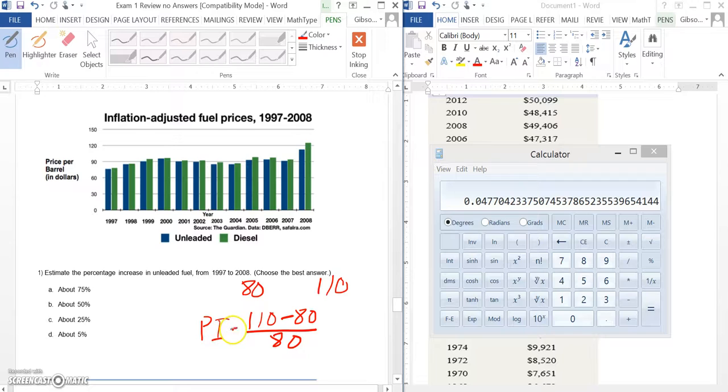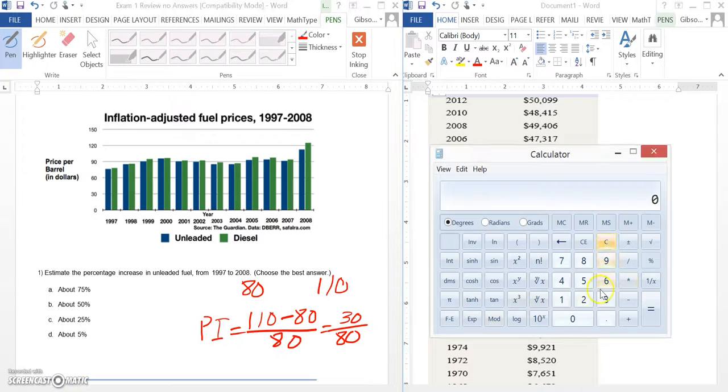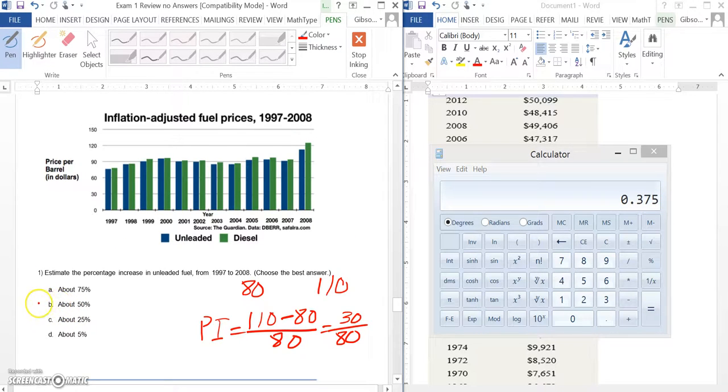I'm going to abbreviate it. So the percent increase is equal to 110 minus 80, which is 30, all over 80. So we will take our calculator, take 30 divided by 80, and that will give us approximately 0.375, which is approximately 37.5, and the closest one to this would be about 50%, which would be B.